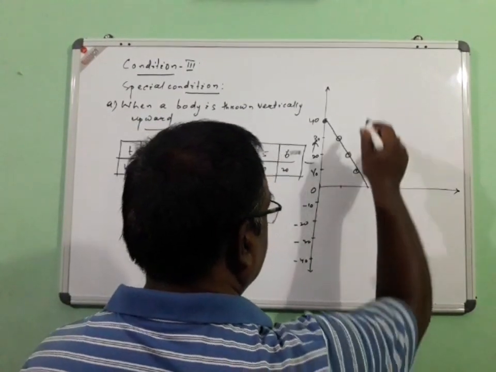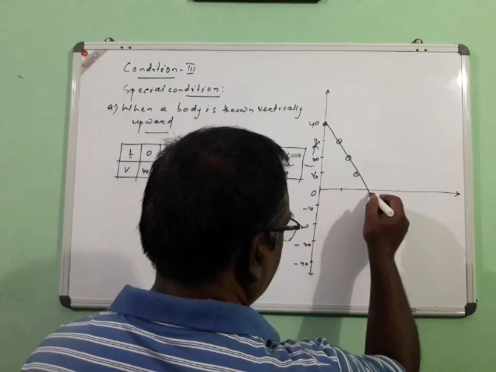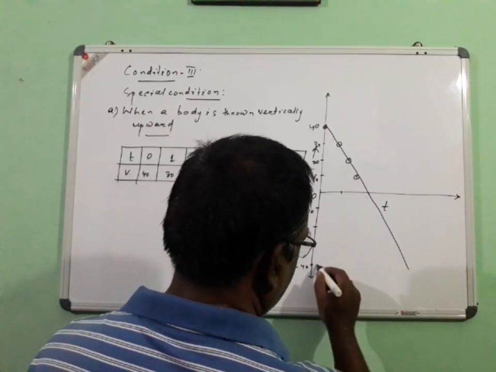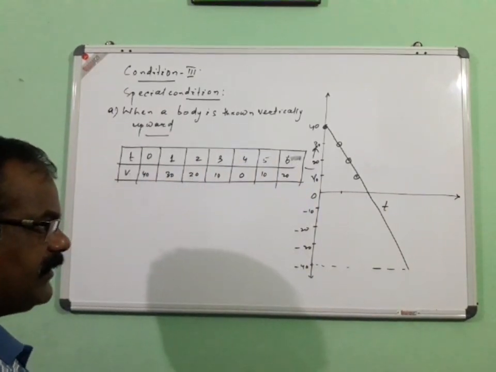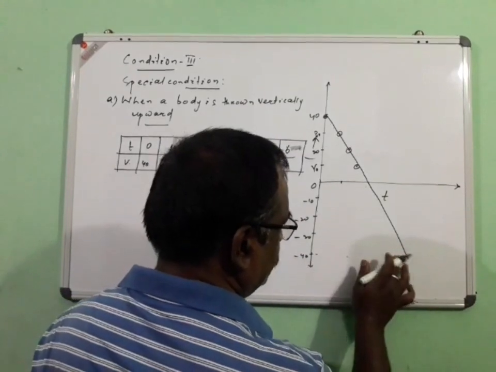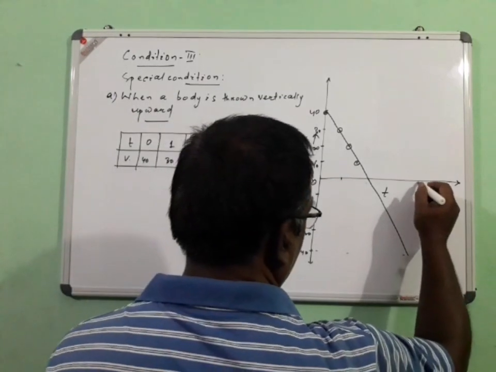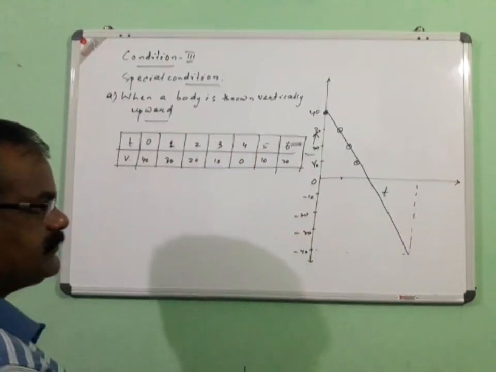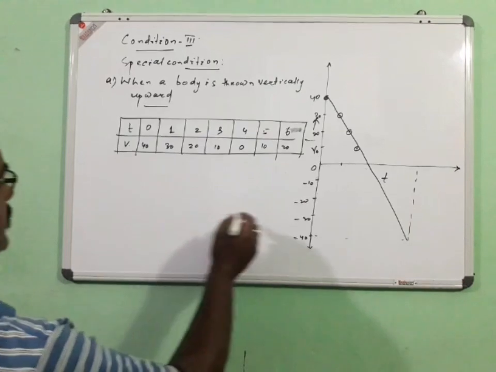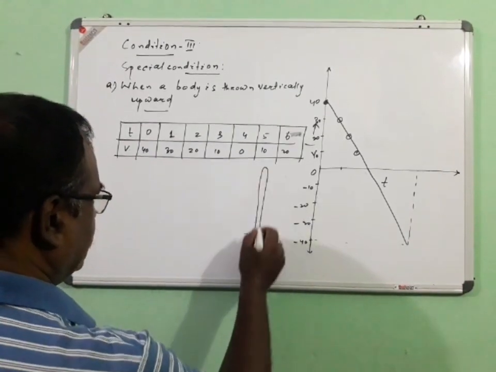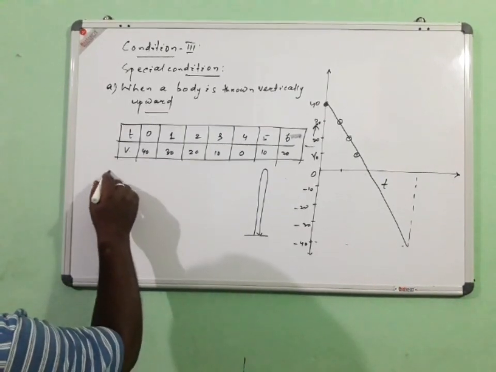Similarly, once it is coming back, since the direction changes, the graph will be in this manner. This is a special case where we get this type of graph. If we calculate the total distance traveled by the body, we find the area of these two figures. As you know, when it has gone to a certain height and again comes back, the displacement is definitely 0.